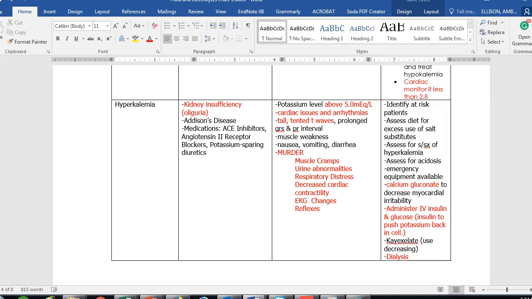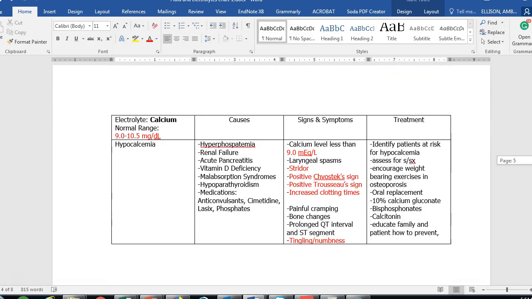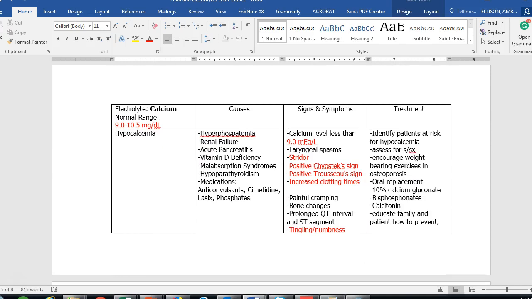And then if it's also emergent, you are going to prepare them for dialysis. If it's not emergent, they might just use some Kayexalate, but the use of Kayexalate is decreasing. And then, of course, again, you want to educate. So, calcium, 9.0 to 10.5. Some causes of hypocalcemia: renal failure, acute pancreatitis, vitamin D deficiency, hypoparathyroidism.